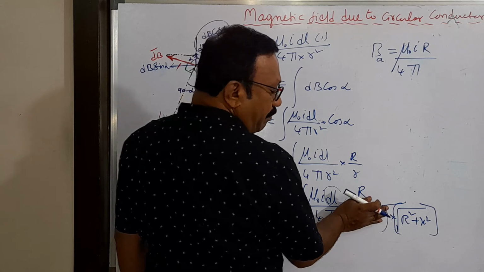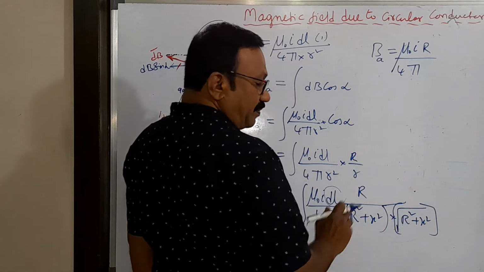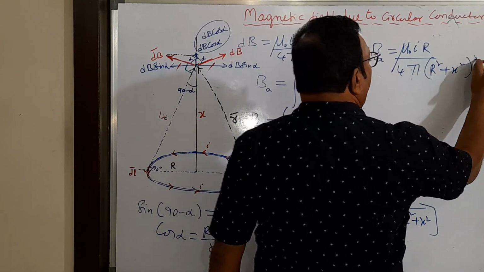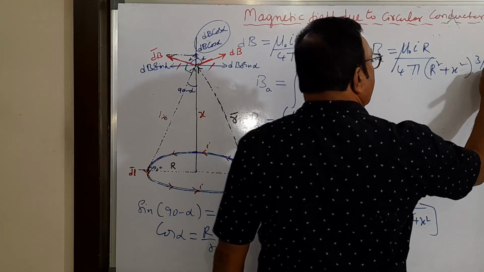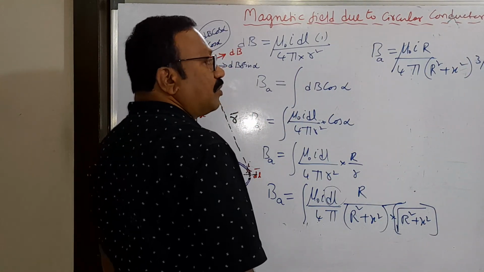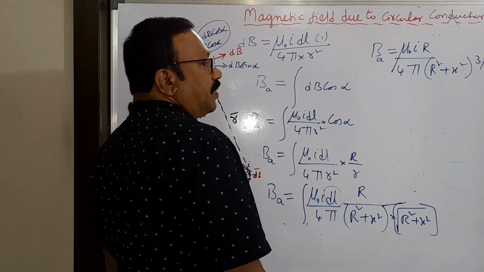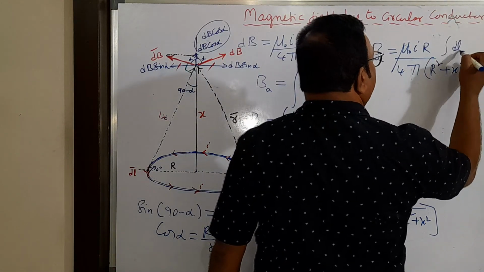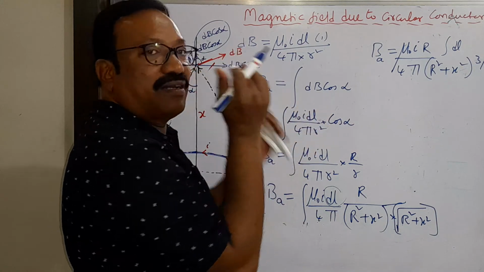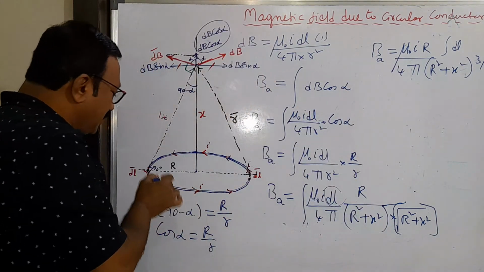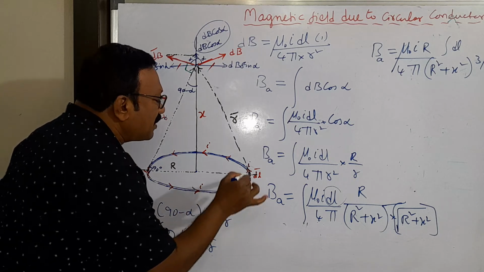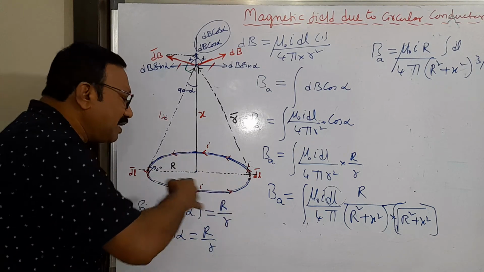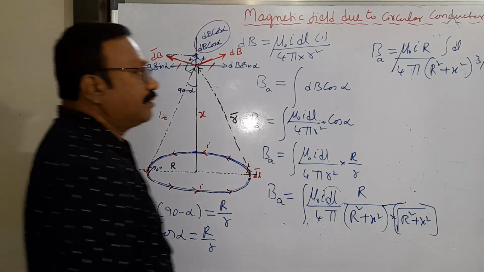How much will this be? This will be (r squared plus x squared) whole to the power of 3 by 2, and integral dl. Integration is applied only for dl now, all else comes under constant. What is integral dl? It is dl plus dl plus dl and so on. Summing up of all the dls is called integral dl. That is the circumference of the current carrying conductor, 2 pi r.